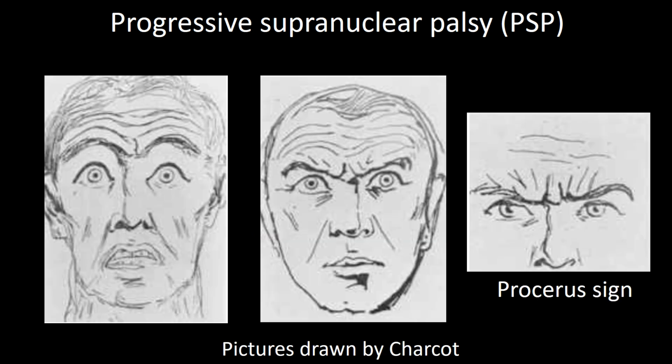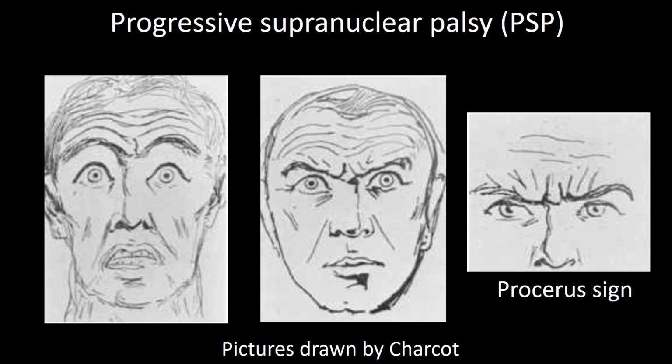This is a set of pictures drawn by Jean-Martin Charcot of patients that appeared, from the description he gave, to meet the current criteria for the diagnosis of PSP. The facial expression is often described as one of continuous amazement or surprise. They often develop vertical wrinkles in the glabellar region and bridge of the nose. This is called the procerus sign.